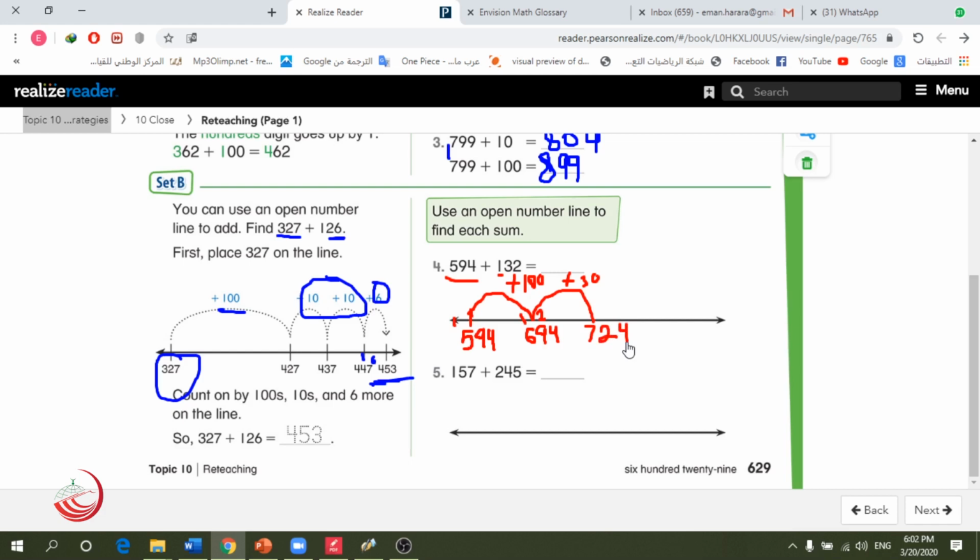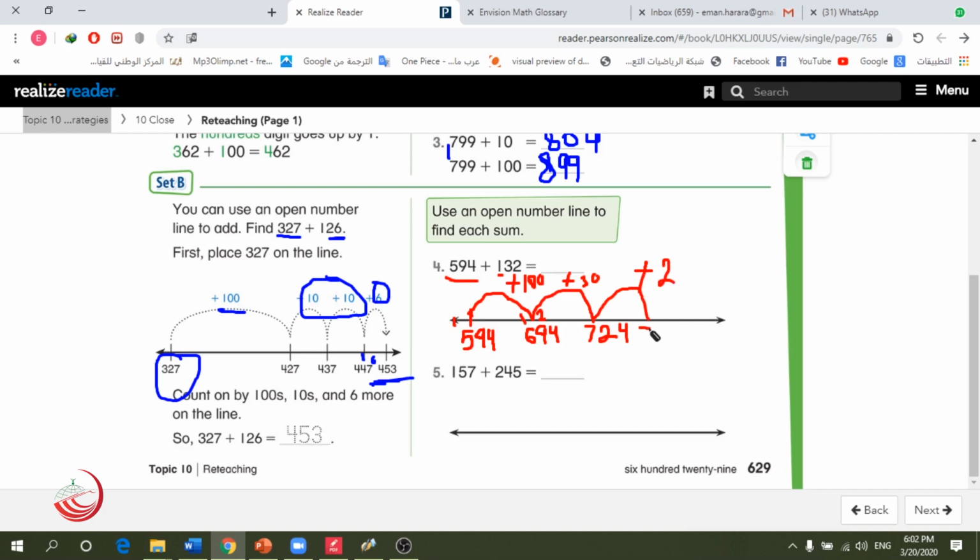724. Now, did I finish? No, teacher, you didn't add the ones. So I will go to add the ones. So I will say plus 2. So now plus 2, let's add 2 to the 4.